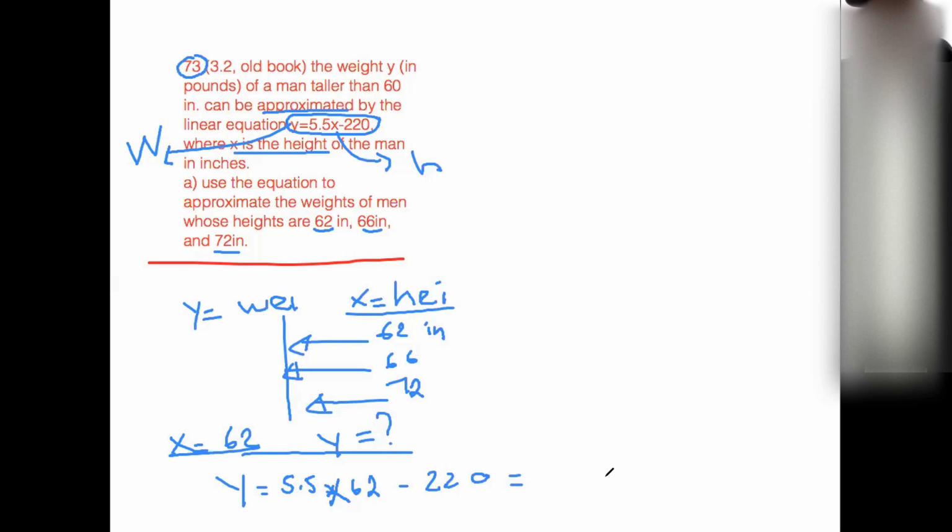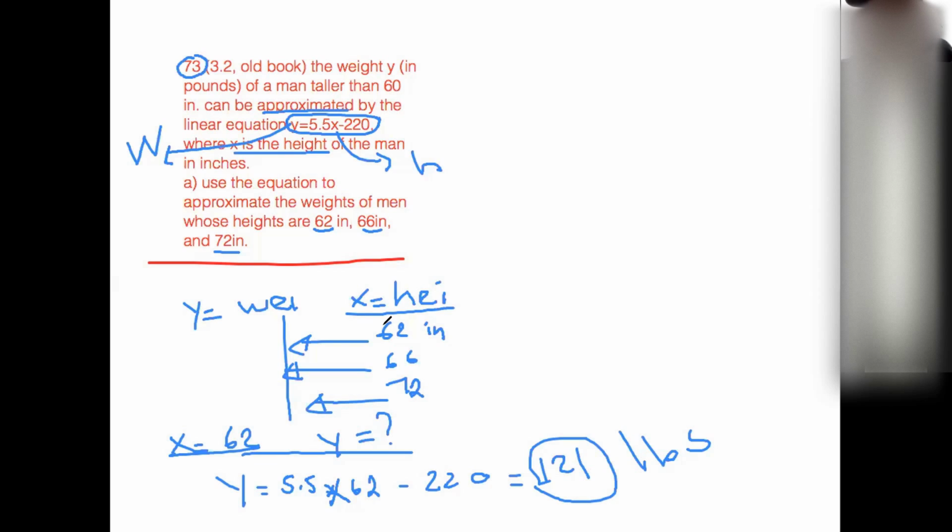And let me pull up a calculator real quick. So 5.5 multiplied by 62 inches minus 220. Approximately, the weight of the person is 121. I believe the unit here is pounds. Yes, in pounds. So 121 pounds. That's right.